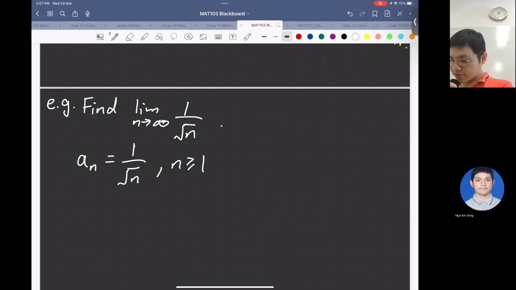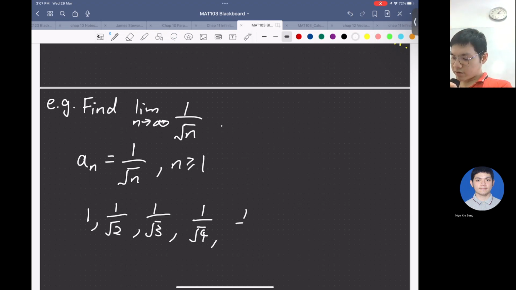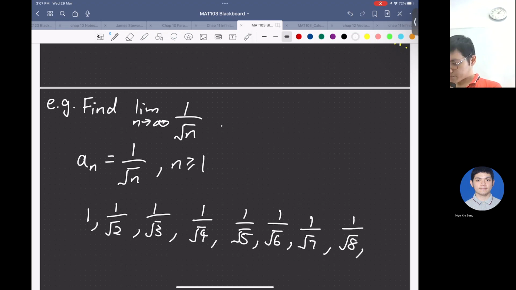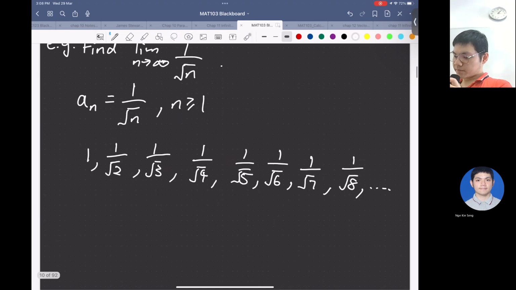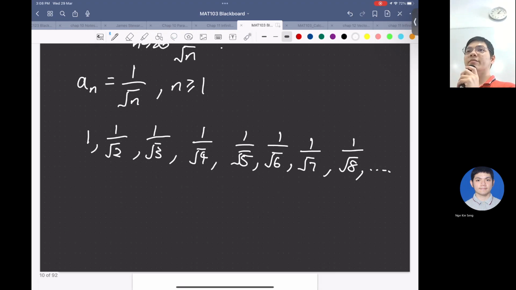For example, we have 1, and then 1 over square root 2, 1 over square root 3, 1 over square root 4, 1 over square root 5, 1 over square root 6, 1 over square root 7, 1 over square root 8, and so on. Can you guess what the limit is? Just guess. 0. Okay, let's see if it is 0.